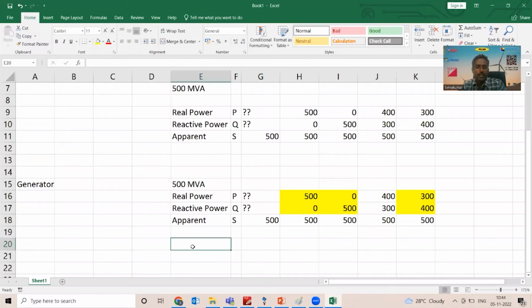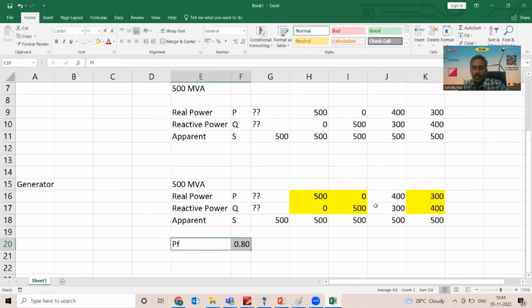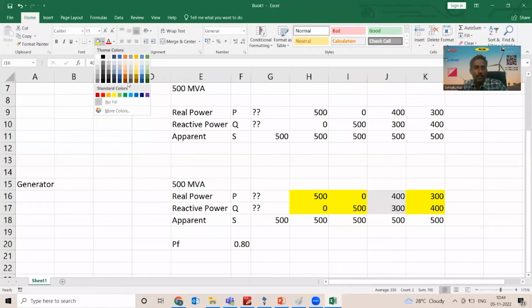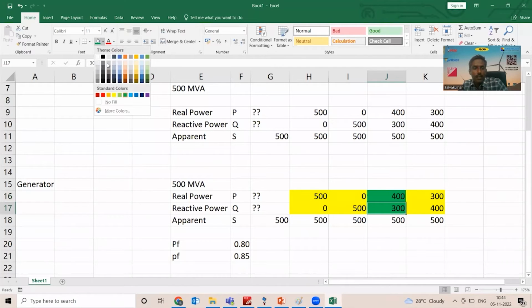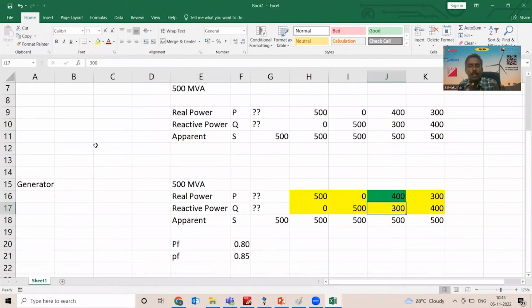That is also probably dictated by some other parameters, that is, what's the power factor of the generator? If the generator power factor is, for example, 0.8, then this 400 megawatt, 300 MVAR combination is technically an operating point. But if the power factor of this 500 MVA generator is, say, 0.85, then 400 megawatt could be an operating point, but definitely 300 MVAR cannot be. I guess that's all I want to convey with respect to understanding this capability curve.